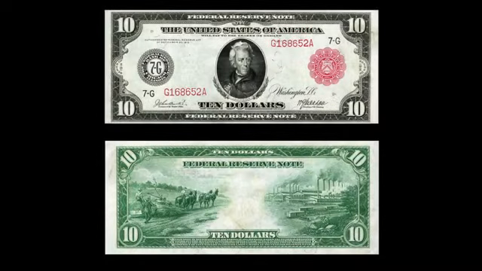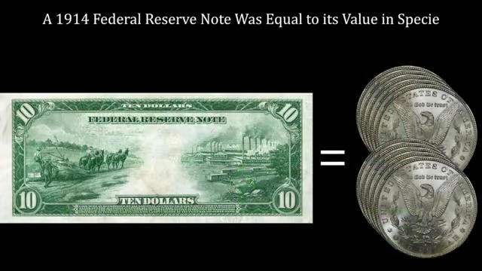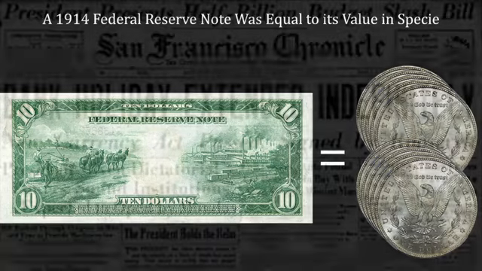In 1914, after the formation of the Federal Reserve System, the Federal Reserve banks began issuing Federal Reserve notes. These notes were redeemable in gold on demand at the U.S. Treasury or in gold or lawful money at any Federal Reserve bank. It was clear that these notes were interchangeable with specie. In 1914, a $1 Federal Reserve note equaled $1 in specie.